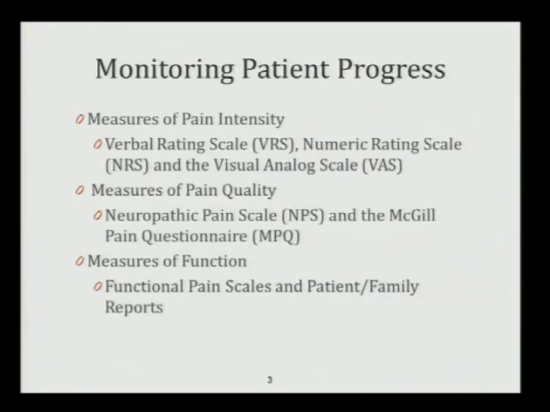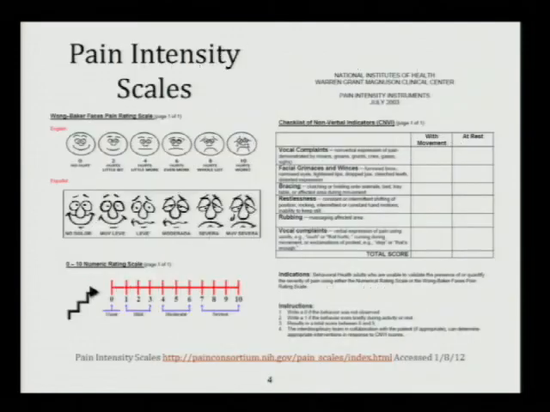I think part of monitoring progress is trying to take a complex psychosocial problem and put a measurement on it so you can measure how well you're doing. We use verbal scales, numeric scales. You can use other measures of function. Pain intensity scales. The Wong-Baker scale is probably one of the more popular ones.